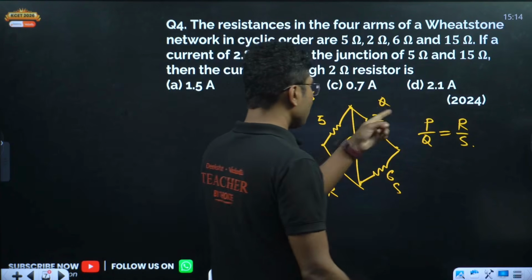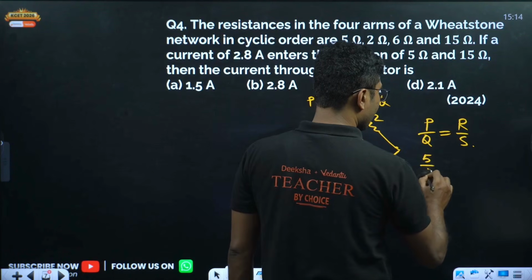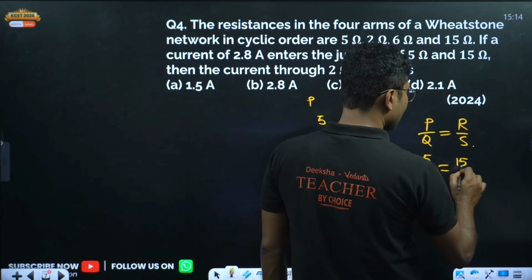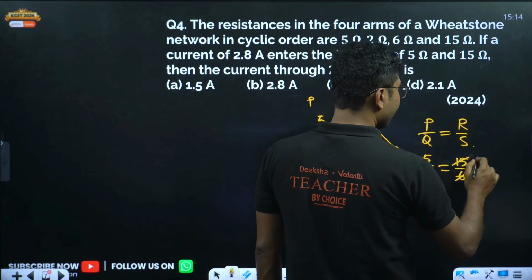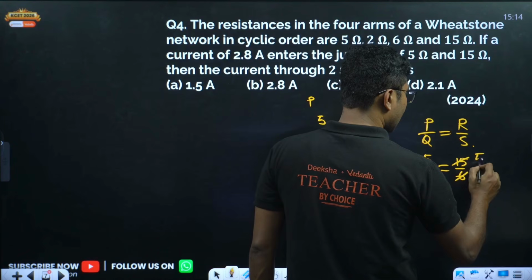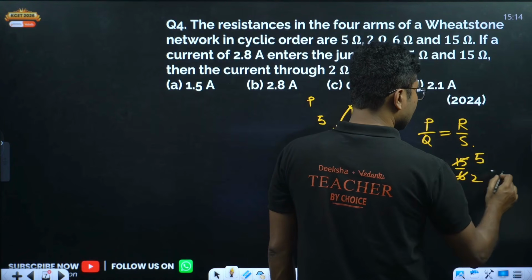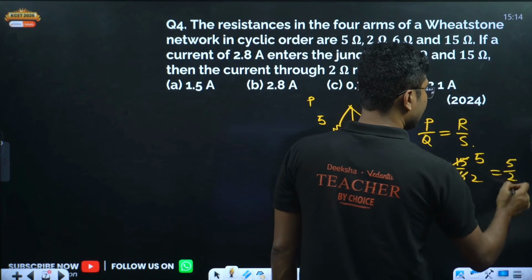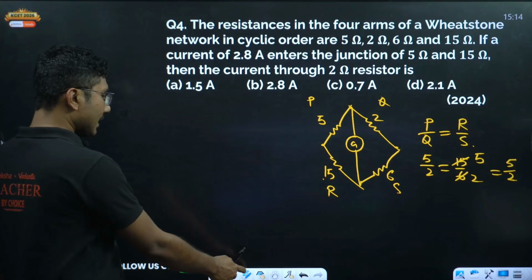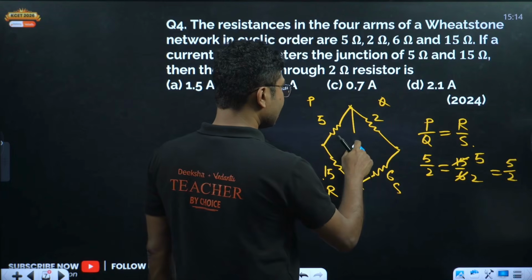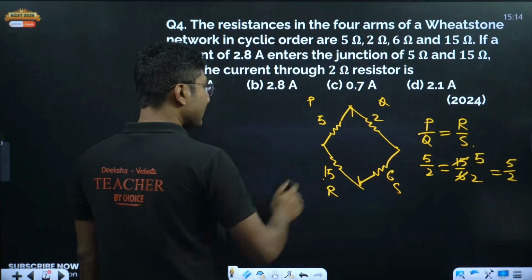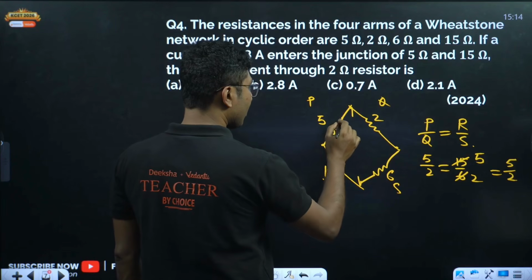So P by Q means 5 by 2 and R by S means 15 by 6. Is it okay? So let's see. 3 5s are 15 and 3 2s are 6. So yes, on left hand side and right hand side, both are equal to 5 by 2, so the balance condition is satisfied. So if the balance condition is satisfied, then we can say that there is no galvanometer current. This portion we can simply delete, right? So it is basically a parallel combination of resistances.